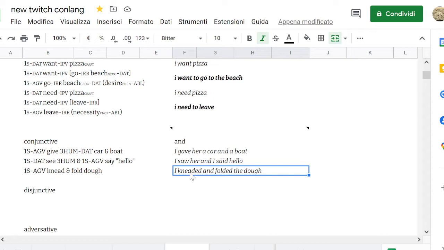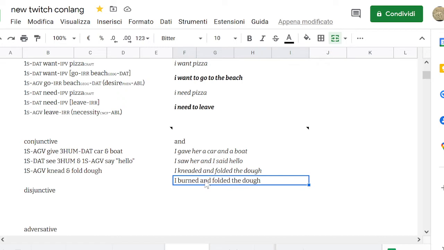I burned. There's one. That's an ergative verb. I burned and folded the dough. If we had that sentence, there is technically an ambiguity. There are plenty of other situations that don't involve dough where this could be an issue. I burned and folded the dough is ambiguous because of the ambitransitivity of burn.